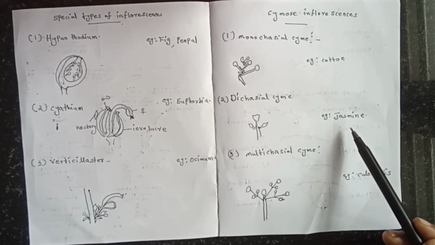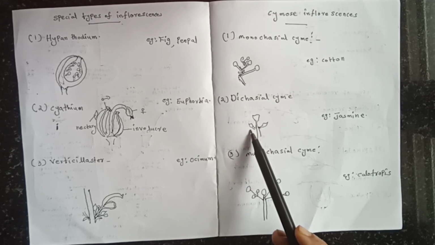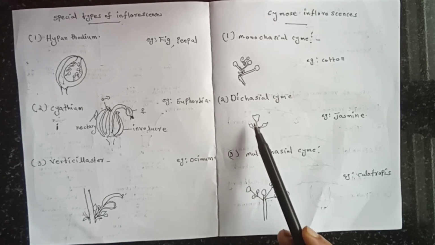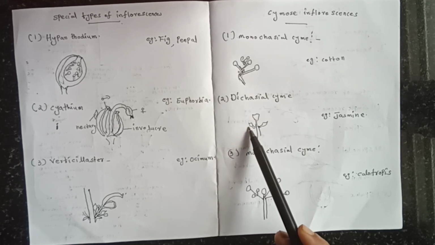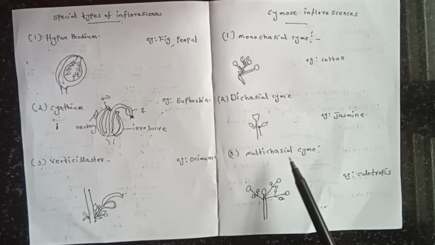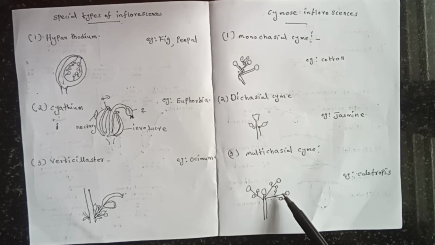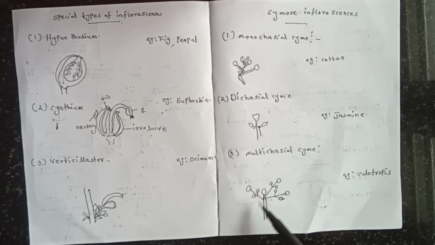Next, dichasial cyme. In dichasial cyme, two lateral branches develop from either side of the terminal flower and each branch ends in a flower. Example, jasmine. Third, multichasial cyme. A number of lateral branches come from the side of the terminal flower. Each lateral branch ends in flowers. Example, calotropis.